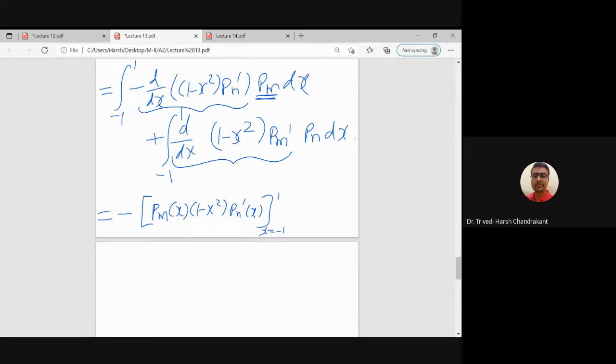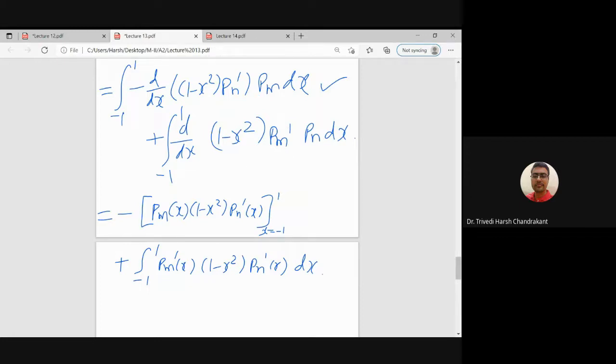The second term of the integration by parts is plus the integral from minus 1 to 1 of Pm dash x times (1 minus x²) Pn dash x dx. So this is the integration by parts we are using for the first integral. We have basically integrated this term and differentiated this term here. Similarly, we will use integration by parts for the second integral.